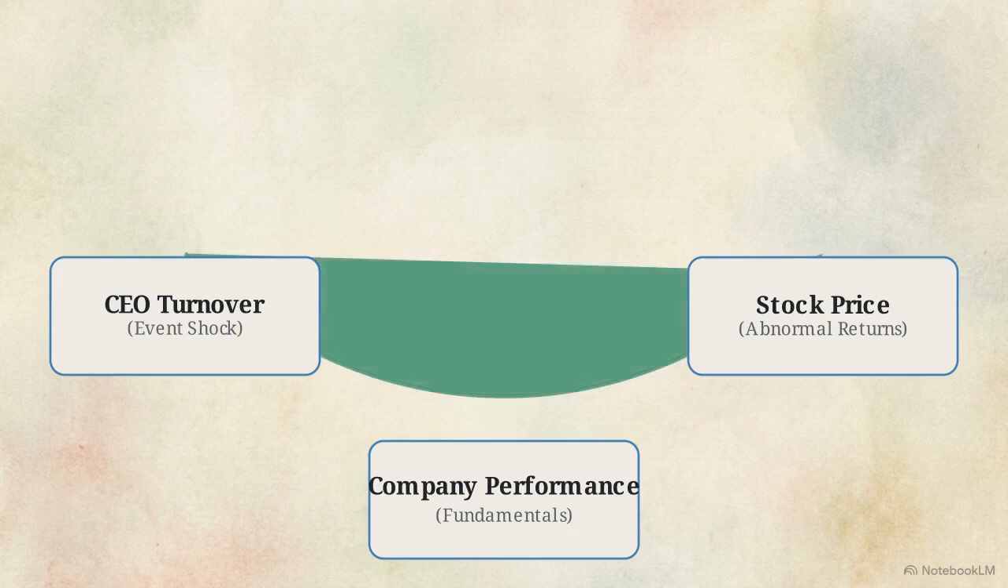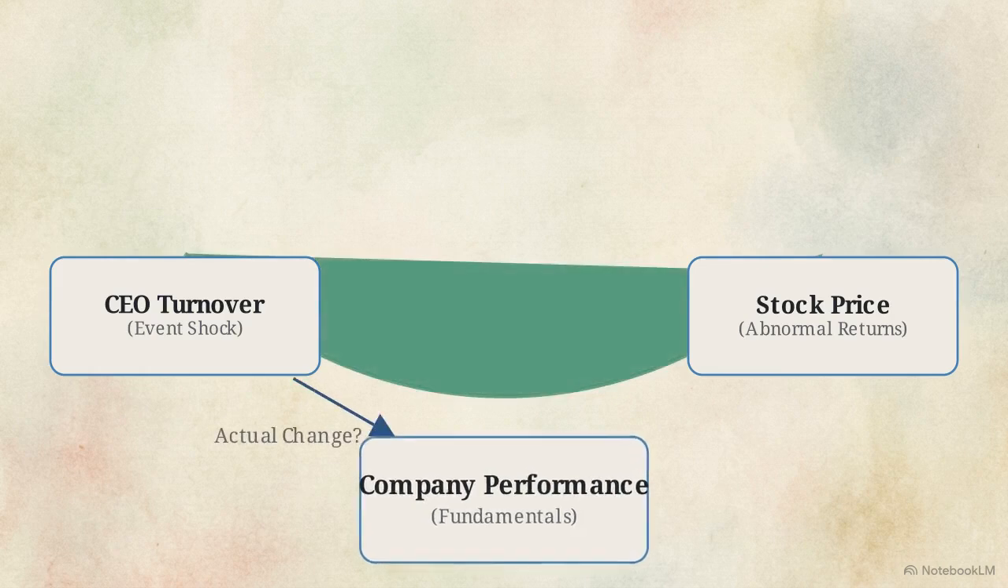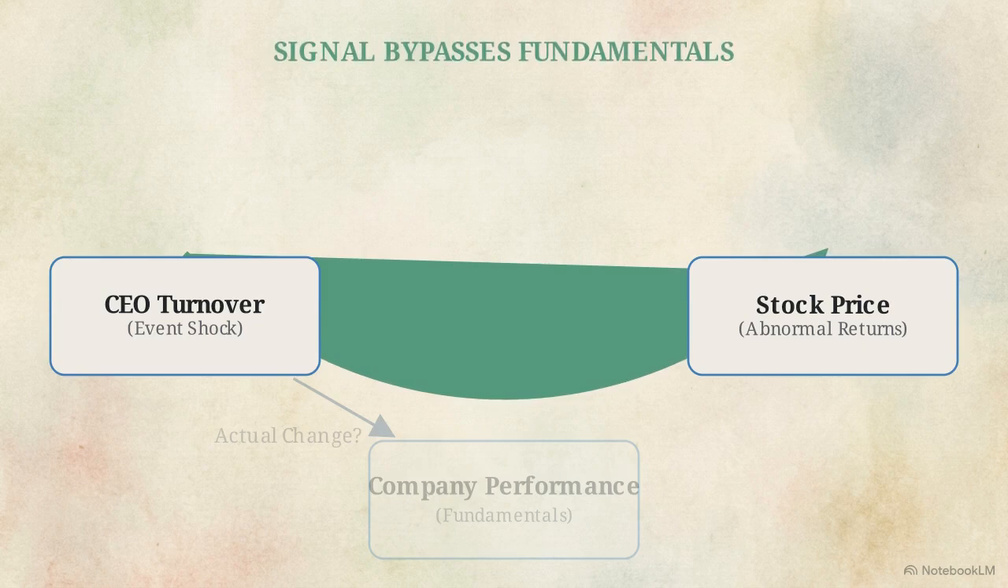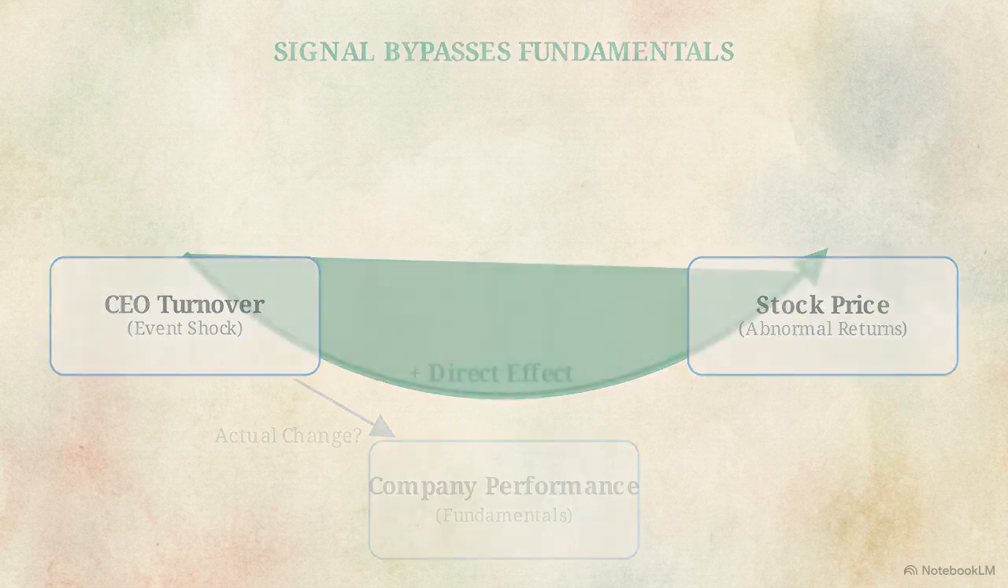The price spikes. But this introduces a structural tension. Does the newly appointed CEO actually improve the company's fundamental performance fast enough to justify this immediate surge in the stock price? The mediation test reveals that the abnormal stock return is not mediated by actual company performance. The connection snaps. The stock moves before the company actually improves.